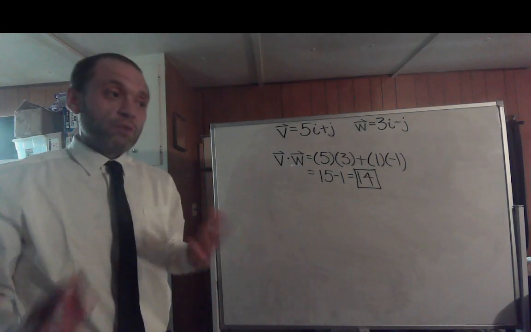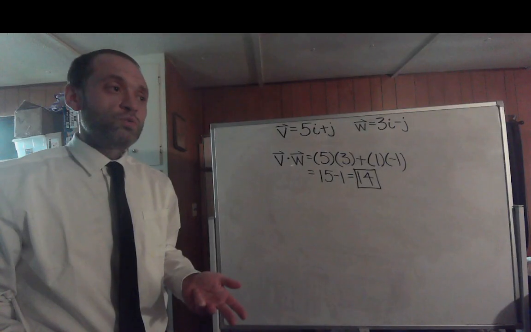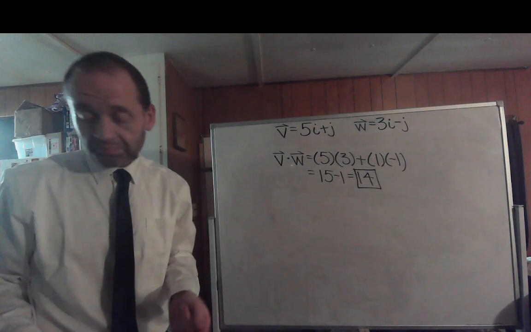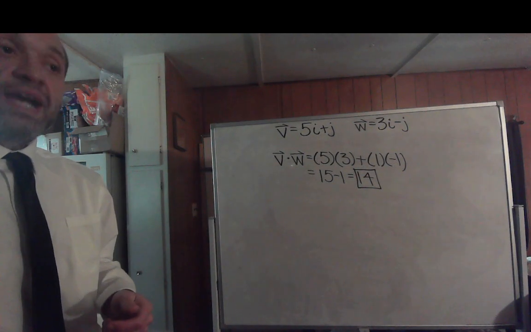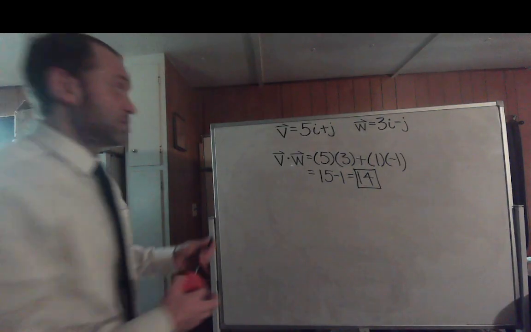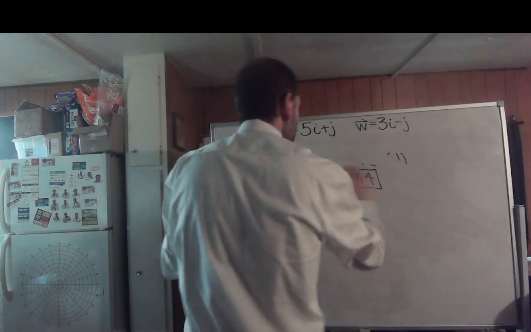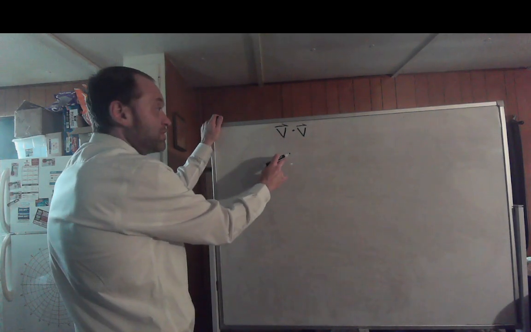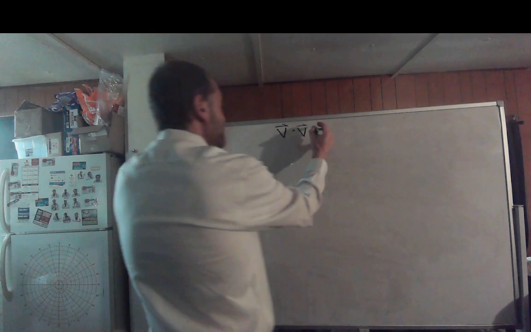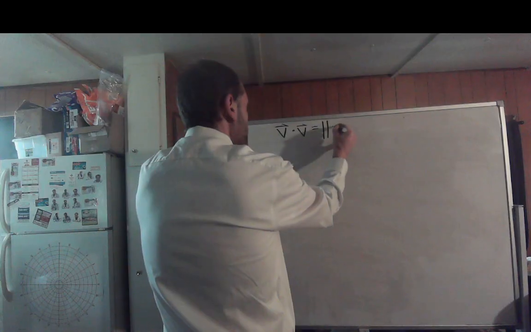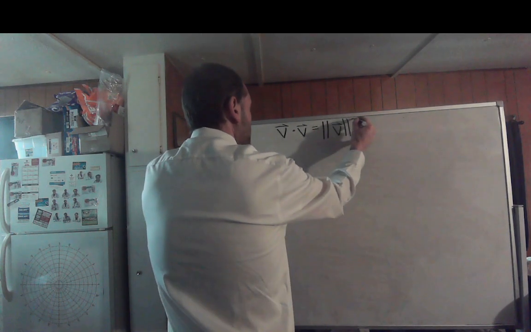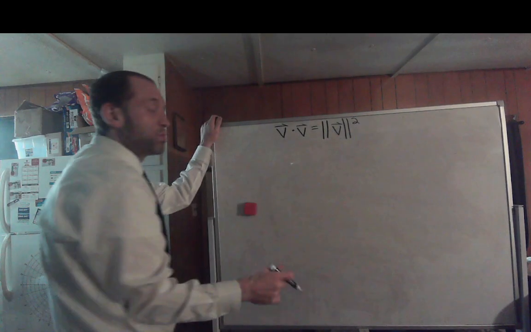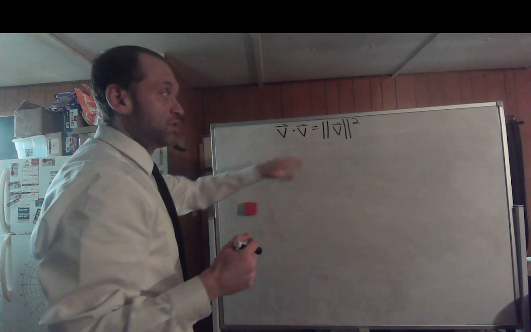So, okay, that's great. We found the dot product. Well, why the heck would you want to take a dot product? Well, believe it or not, we can find the magnitude of a vector using dot products also. So if you take the dot product of a vector on itself, that is equal to the magnitude of the vector squared. That equals the magnitude of the vector squared when you take the dot product of a vector on itself.